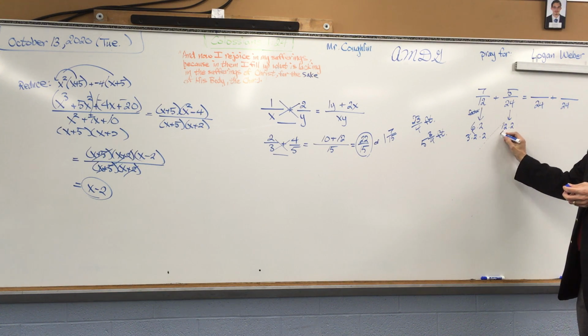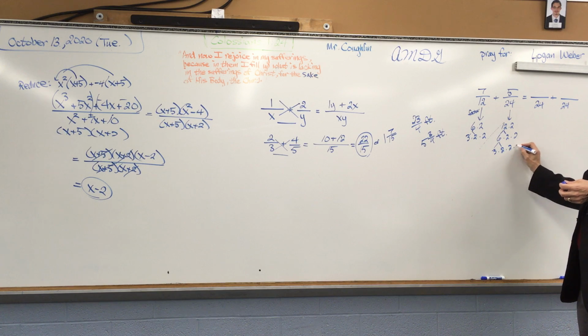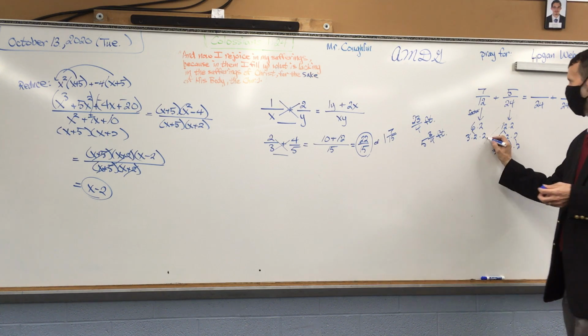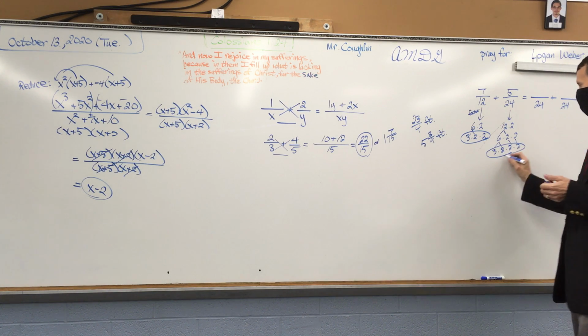12 is 6 times 2 times 2, which is 3 times 2 times 2 times 2. So 12 is really 3 times 2 times 2. And 24 is really 3 times 2 times 2 times 2.